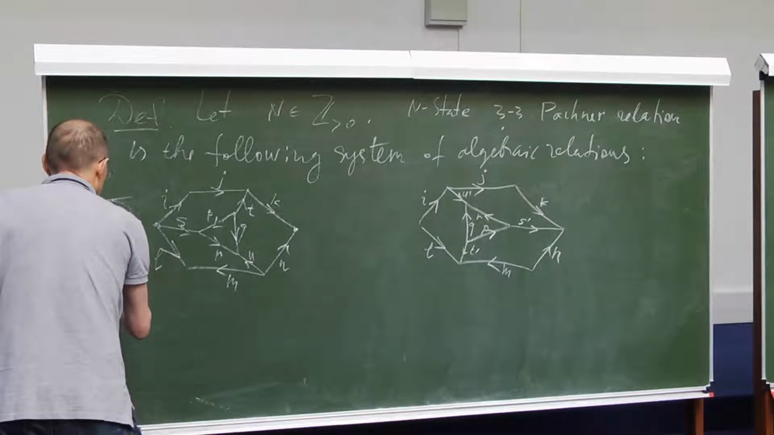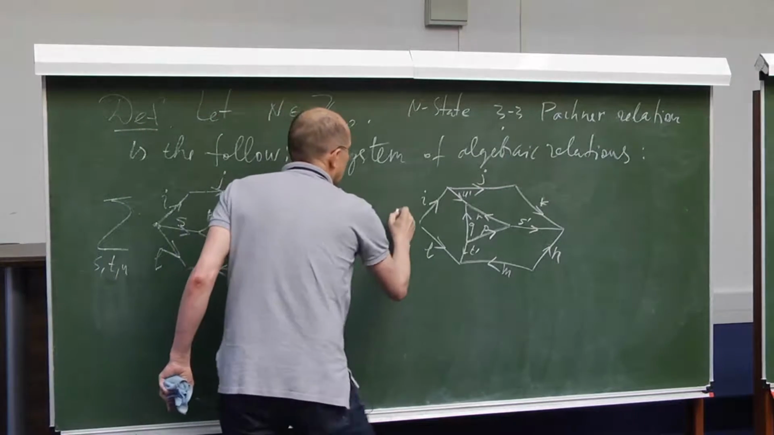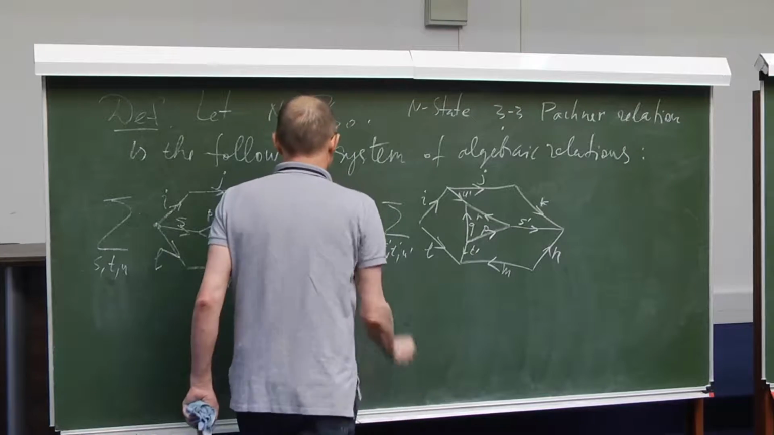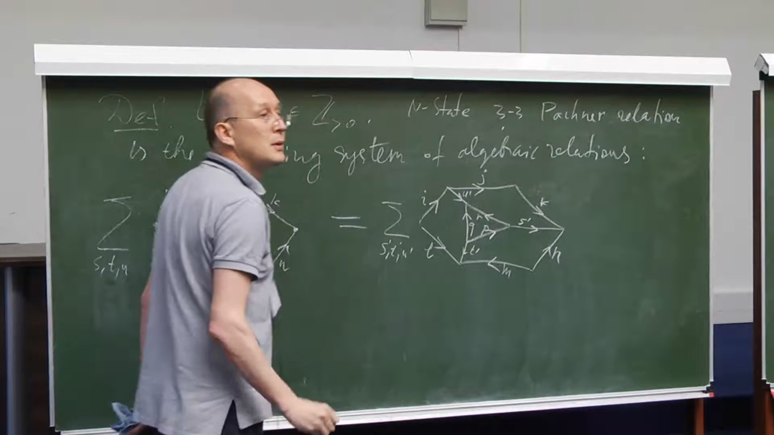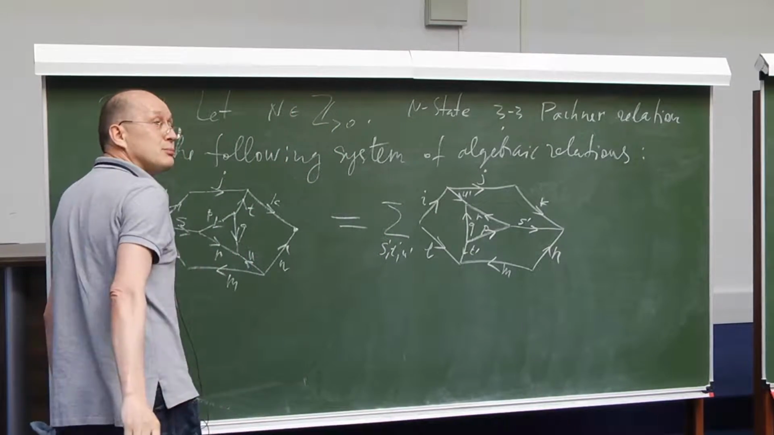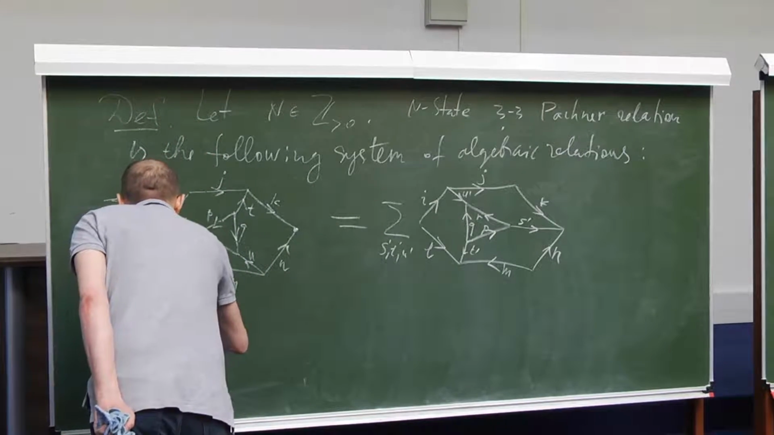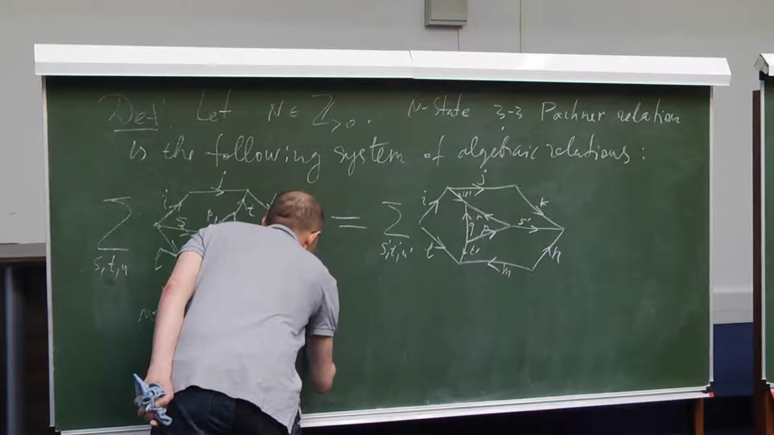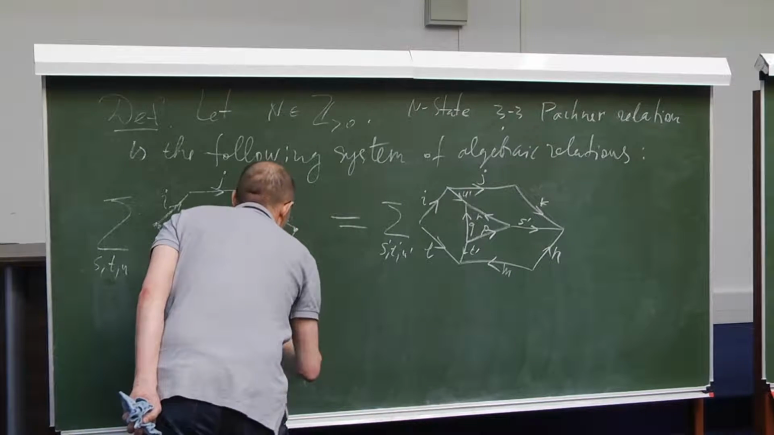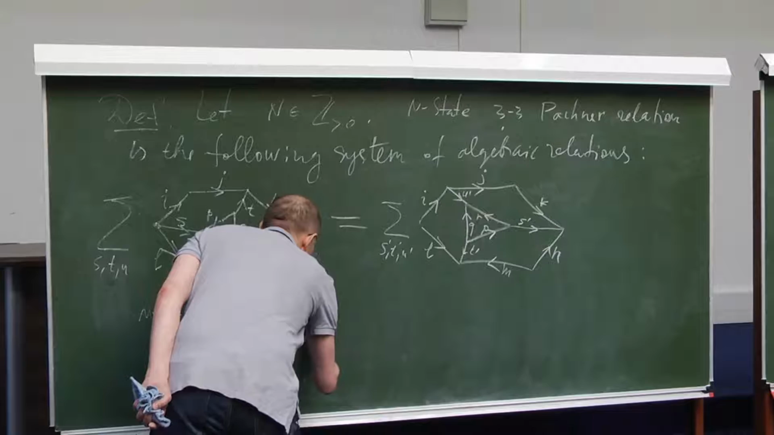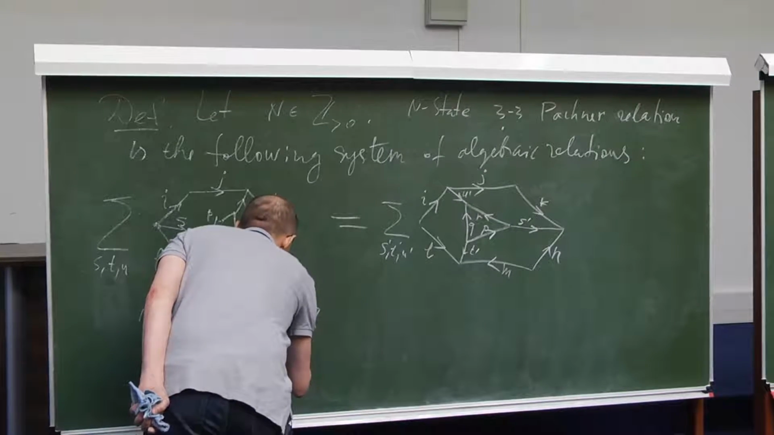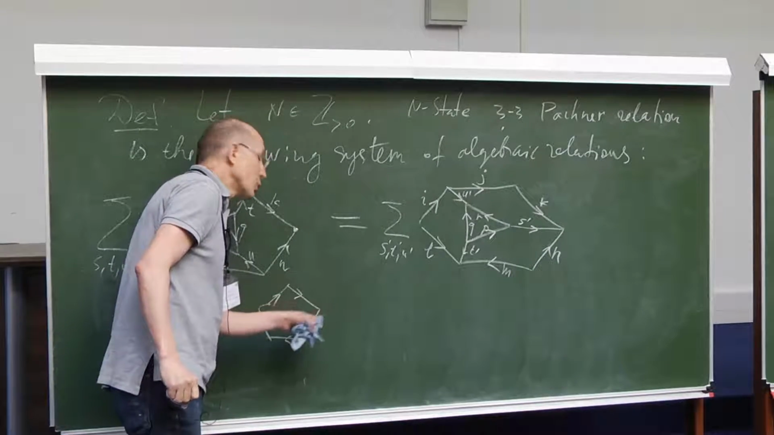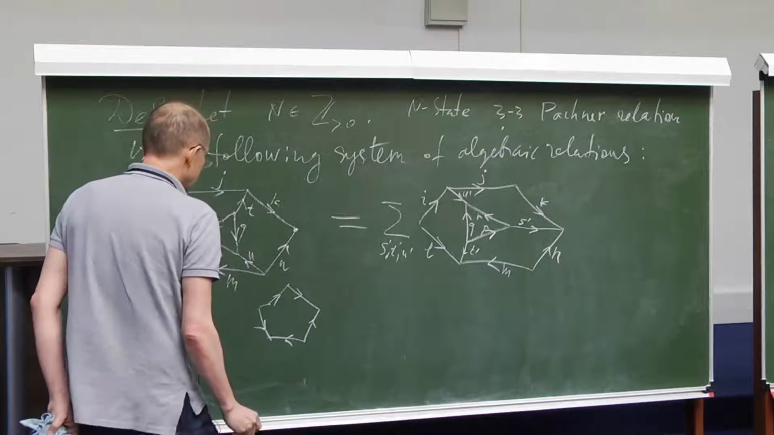And I put a sum of internal edges. So S, T, U, sum of S prime, T prime, U prime, and I put equality. And now that's the relation. And where everything is composed of pentagons, with this kind of orientation, our 2 edges go consecutively in the clockwise way, the rest is alternating.